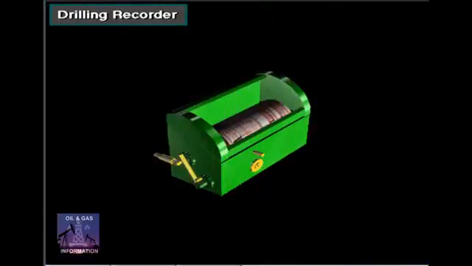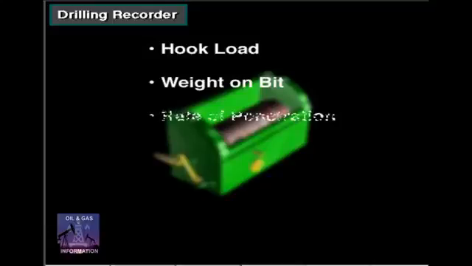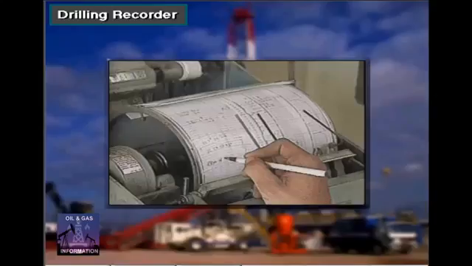A drilling recorder makes a record of drilling variables, such as the hook load, weight on bit, rate of penetration, torque, pump strokes, and pump pressure during drilling. It's usually located in the doghouse on the rig floor.